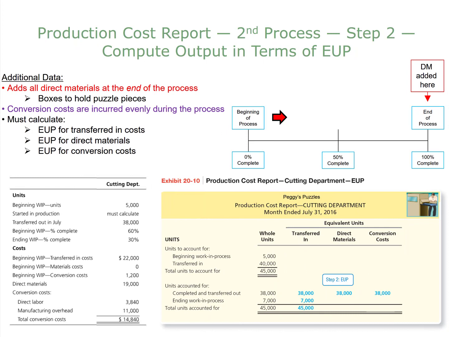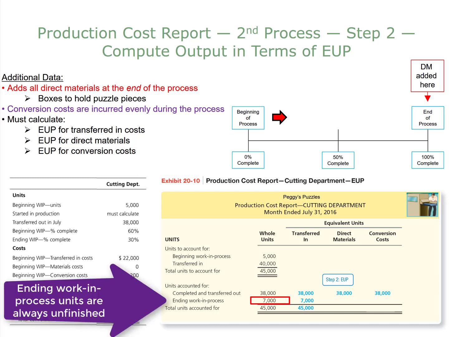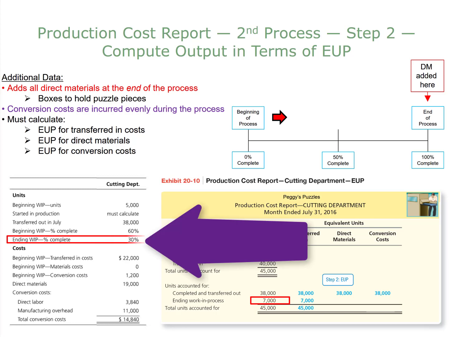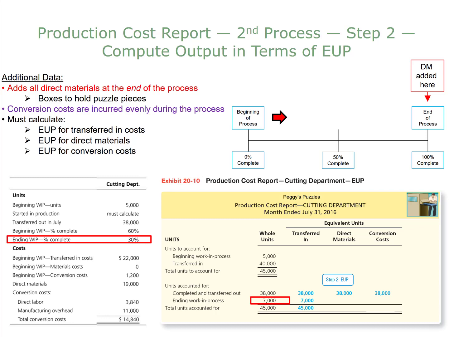Now we will calculate the equivalent units of production for the 7,000 units that were in the ending work in process. Remember, this means they were unfinished. So now we need to know how far through the assembly process these units were at the end of the period. 70%? 50%? Well, to find out, we just need to consult our data table to find out that these 7,000 units were 30% complete at the end of July. So let's visually add them to the timeline in the upper right corner. So let's talk about direct materials first, then conversion cost later.